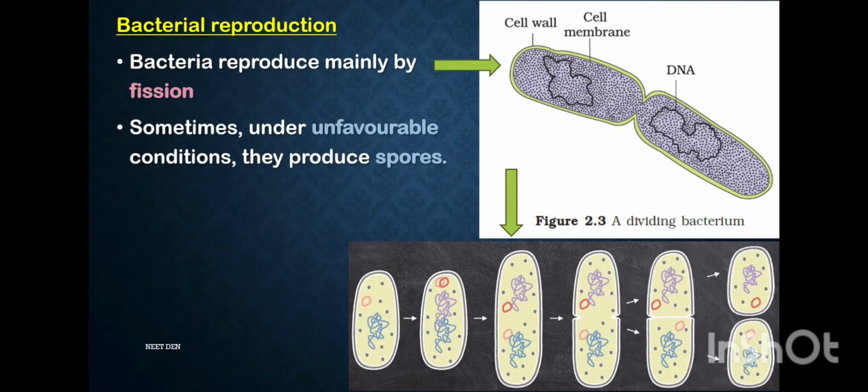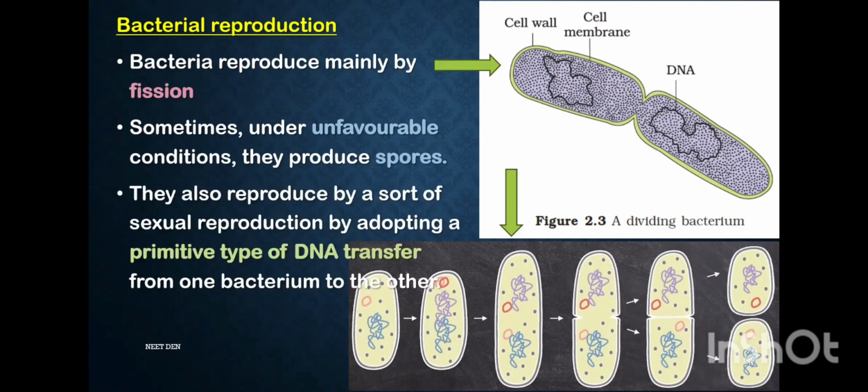Sometimes under unfavorable conditions, they also produce spores, which is also an asexual method of reproduction. They also reproduce by a sort of sexual reproduction. We have talked about it earlier also, by adopting a primitive type of DNA transfer from one bacterium to the other. We have seen that in sexual reproduction, the genetic material or DNA of two parents come together and produce an offspring of the same kind as that of the parents.